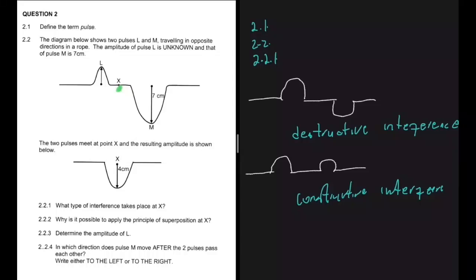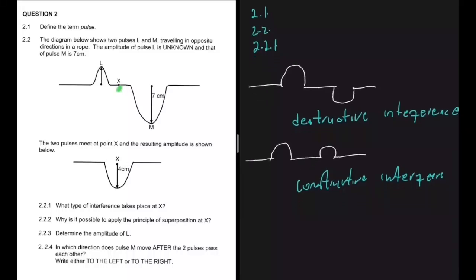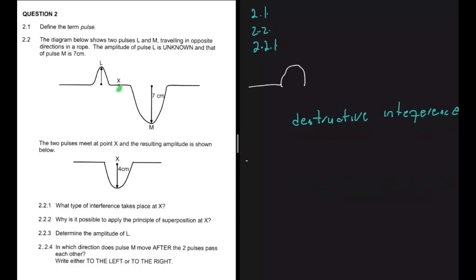But as you can see in the example, we have two pulses, one above the equilibrium and one below the equilibrium. So the type of interference that takes place in 2.2.1 is destructive interference. So our answer for this question will be destructive interference.